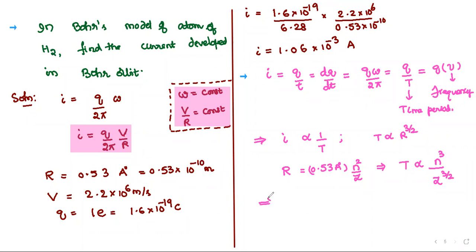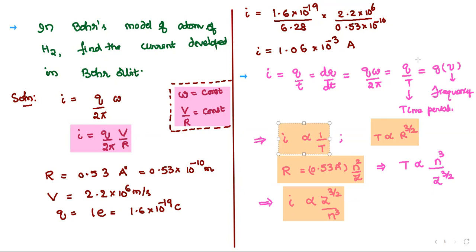That implies you can write from chemistry I is directly proportional to 1 upon T, meaning Z power 3 by 2 upon n cube. So if you go in depth into the concept, you will get different types of equations like this. This is derived from here, this is used here, this is taken from here. This is the link between physics and chemistry.